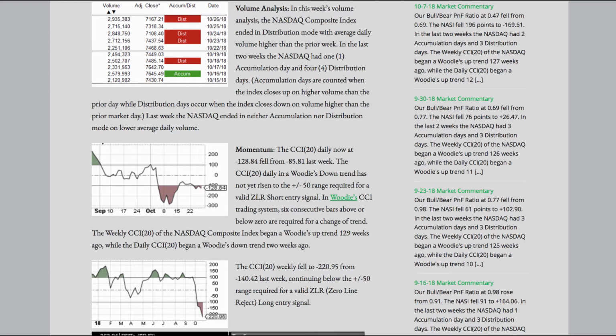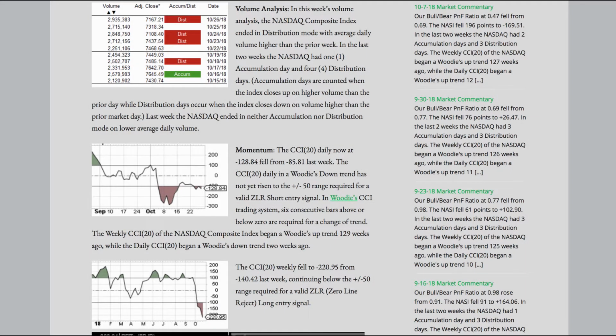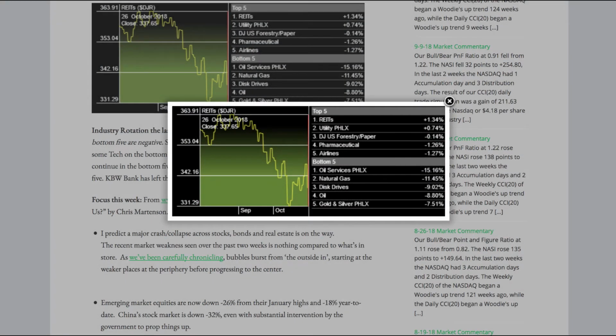The weekly CCI 20 of the Nasdaq Composite Index began a Woody's uptrend 129 weeks ago, while the daily CCI 20 began a Woody's downtrend 2 weeks ago. The CCI 20 weekly fell to a negative 220.95 from a negative 140.42 last week, continuing below the plus or minus 50 range required for a valid zero-line reject long entry signal.